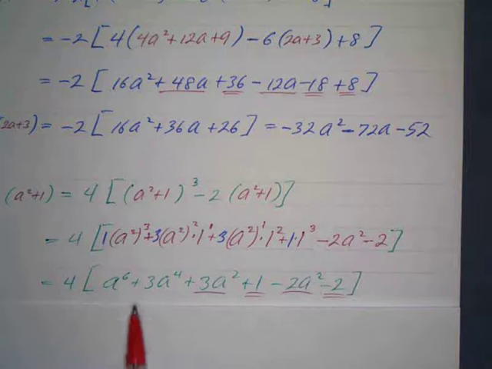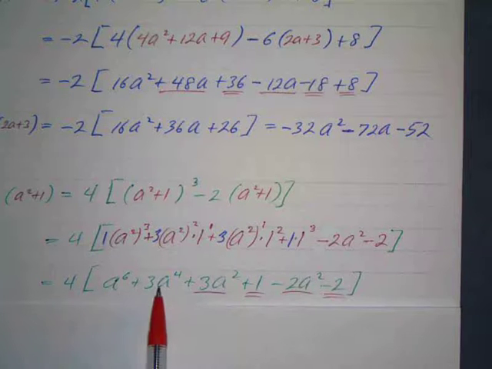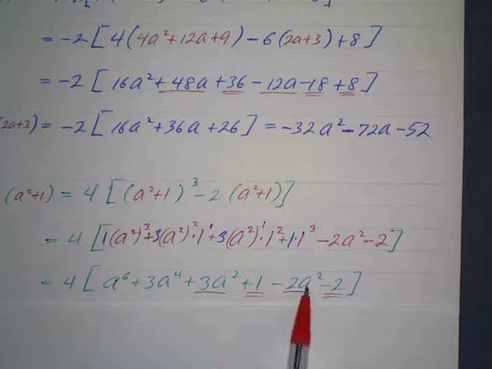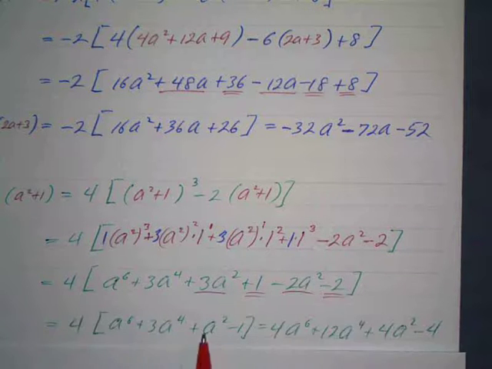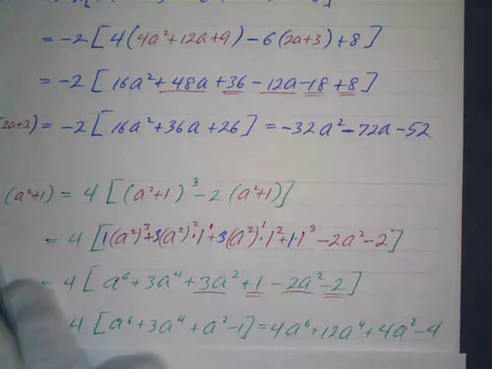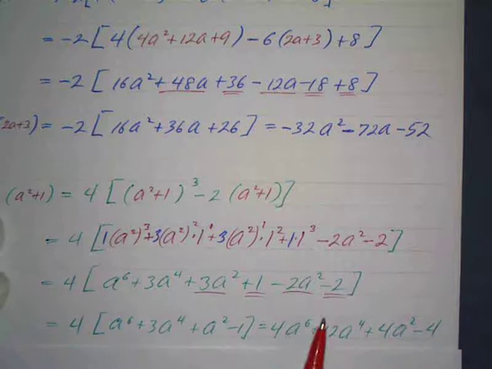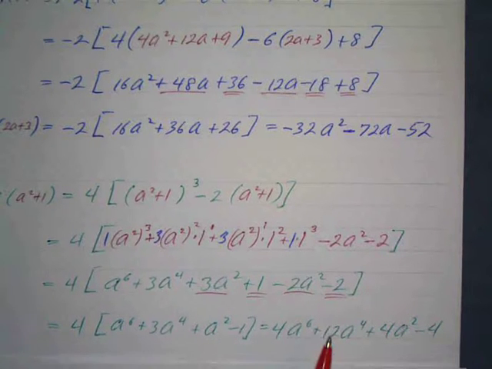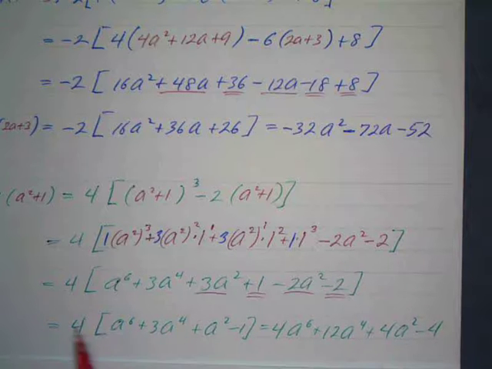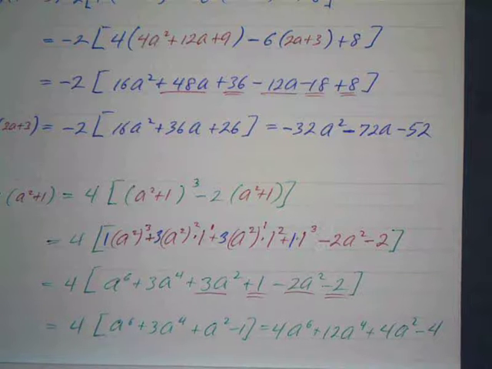Okay, now we can simplify in here. We have an a to the 6th term, an a to the 4th term. We've got 2 a squared terms, so I've got to simplify this. So 3a squared minus 2a squared is just 1a squared. And then I've got 1 minus 2, which is negative 1. So that's all in here, but I have to multiply that by 4. So here we go. 4 times a to the 6th is 4a to the 6th, 12a to the 4th, 4a squared, and 4 times negative 1 is negative 4. So that's that.